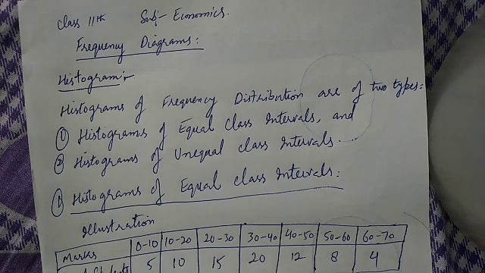Now for illustration, this table shows the number of students of a college corresponding to different ranges of marks in statistics. Now, I have presented the information in the form of a histogram.